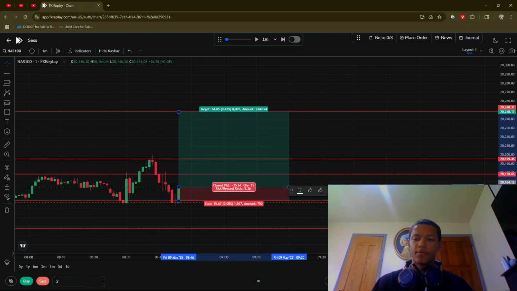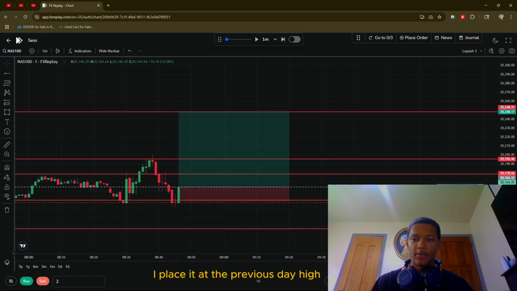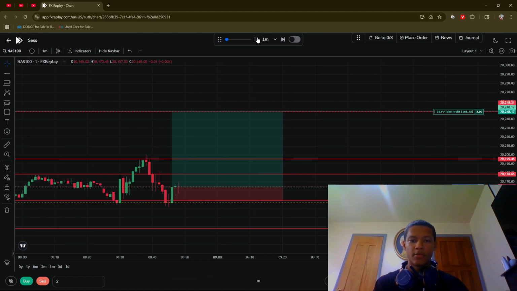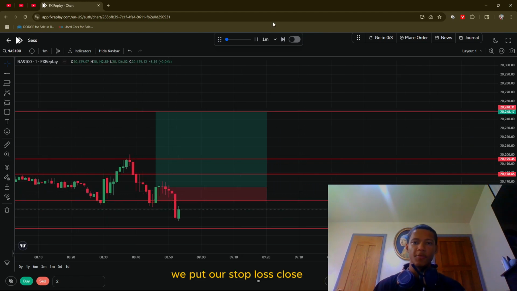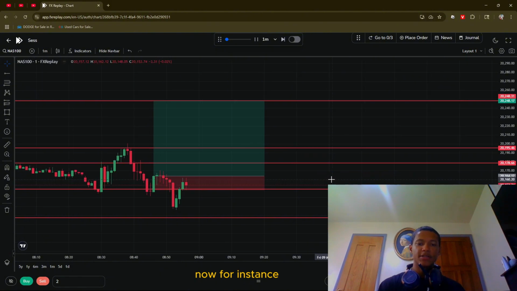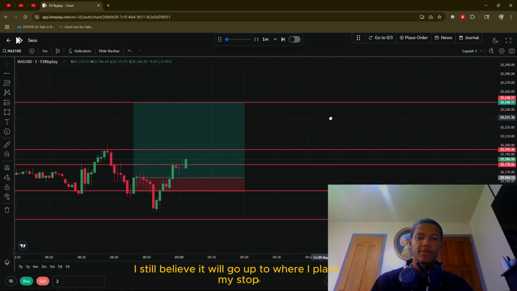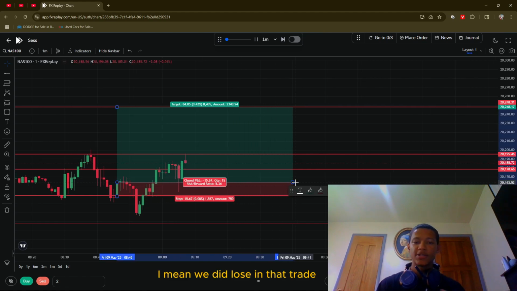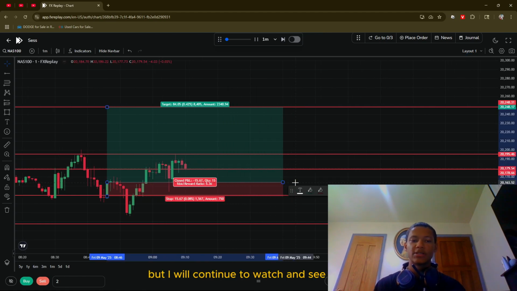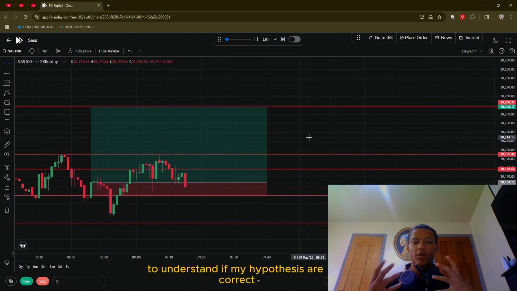So I take my take profits and place it at the previous day high. Now we watch the market. We put our stop loss close. Now, for instance, I still believe it will go up to where I placed my take profits. As we can see, we did lose in that trade, but I will continue to watch and see where this market goes to understand if my hypotheses are correct.